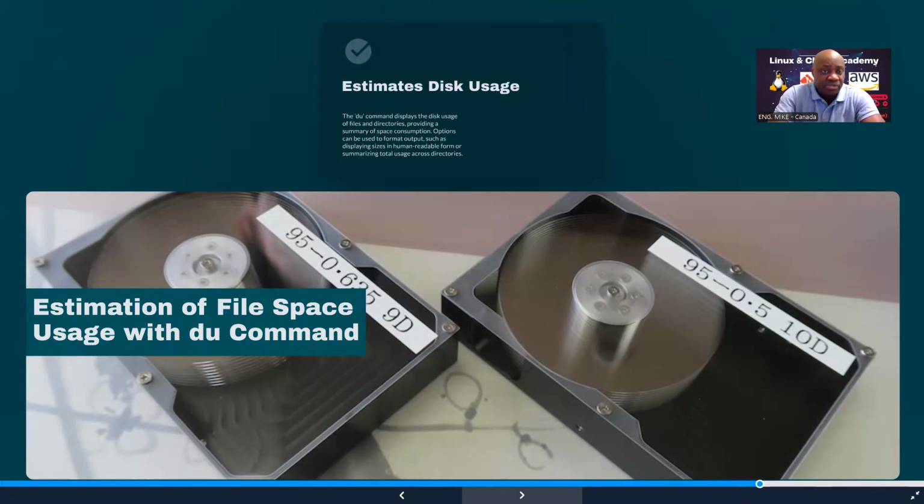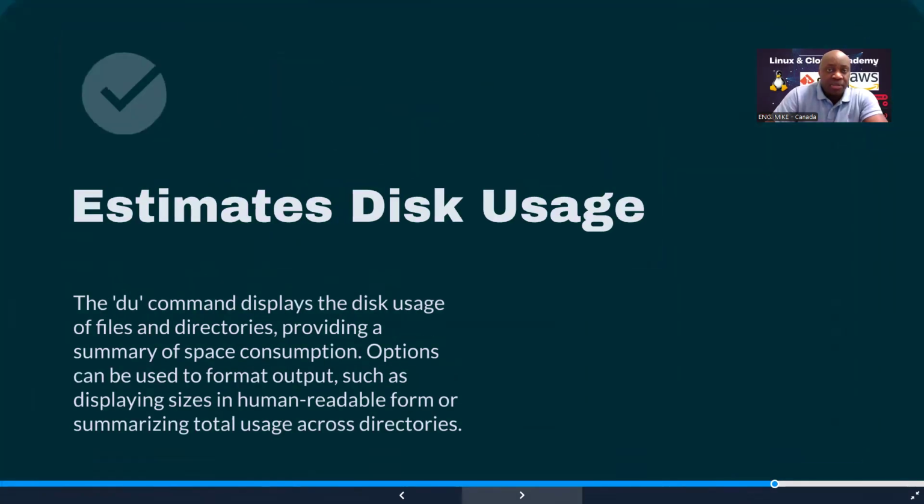Now, estimate disk usage. Estimation of the file space usage with the du command. So let's see what the du command does. The du command displays the disk usage of files and directories, providing a summary of space consumption. Options can be used to format output, such as displaying sizes in human readable form or summarizing total usage across directories.